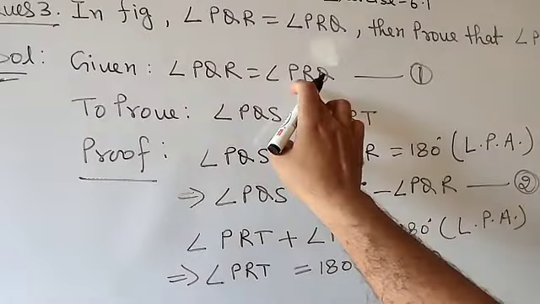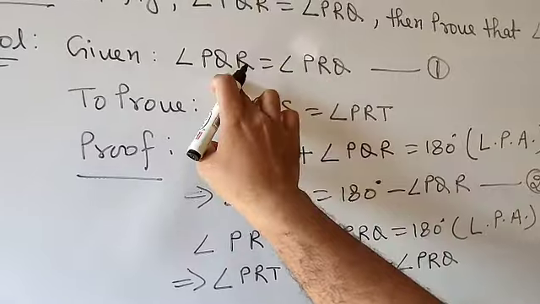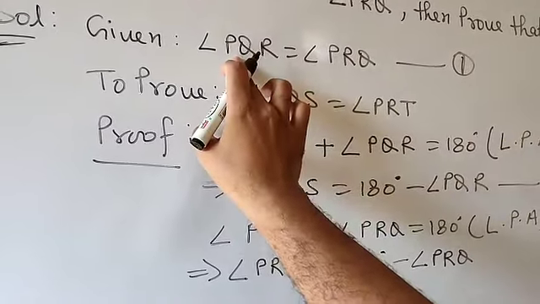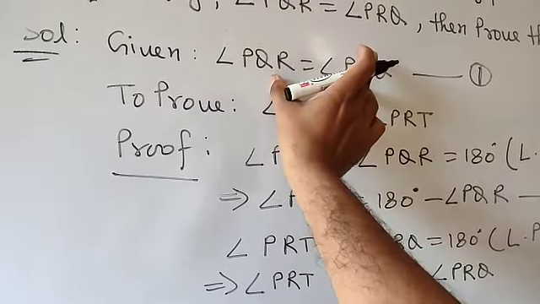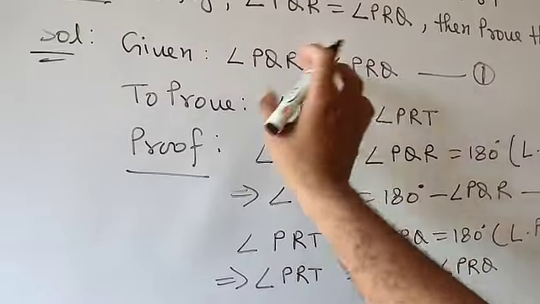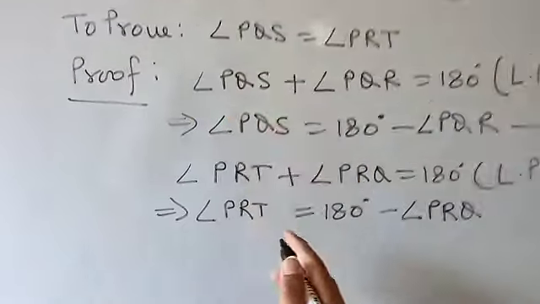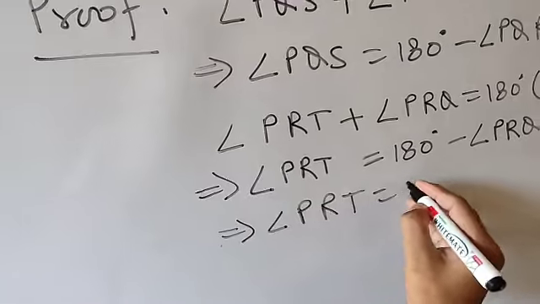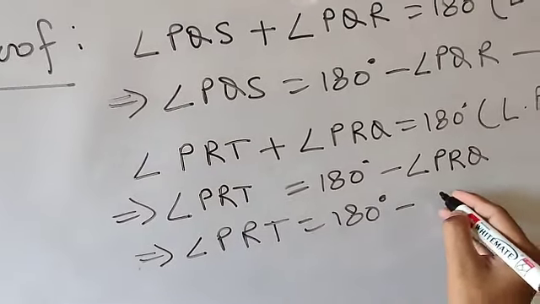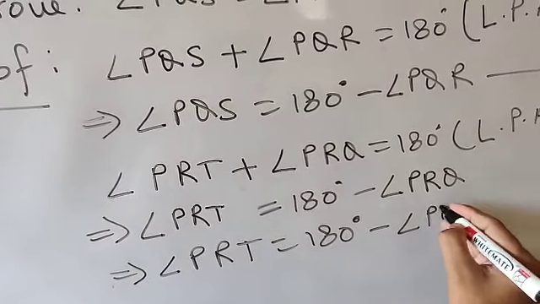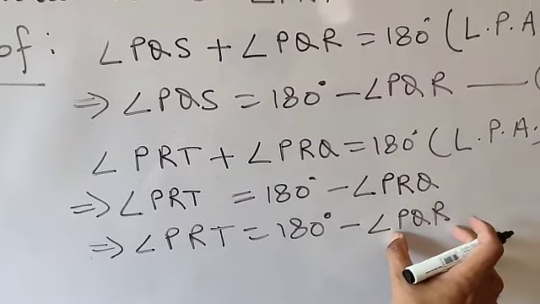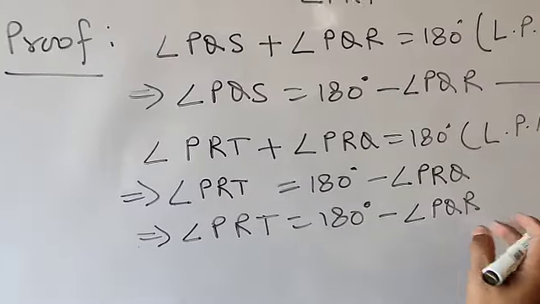Here students, in equation number 1, angle PRQ and angle PQR are equal. So angle PRQ can be replaced by angle PQR, since both are equal, that is given in the question. So here I am going to write angle PRT equals 180 degrees minus angle PQR. The reason is that both are equal, so this value can be replaced by the second value, angle PQR.